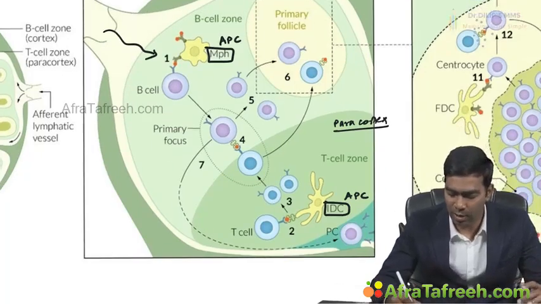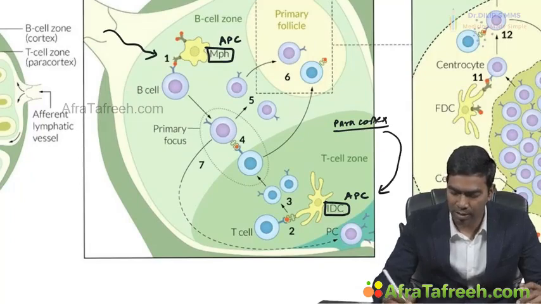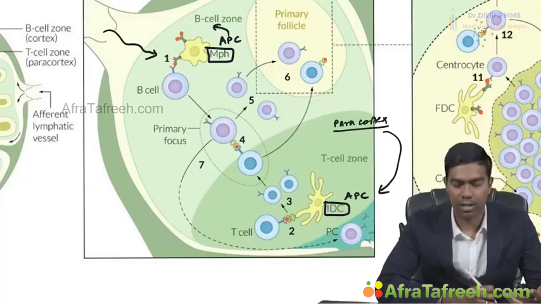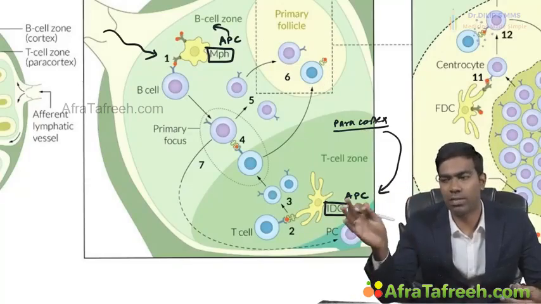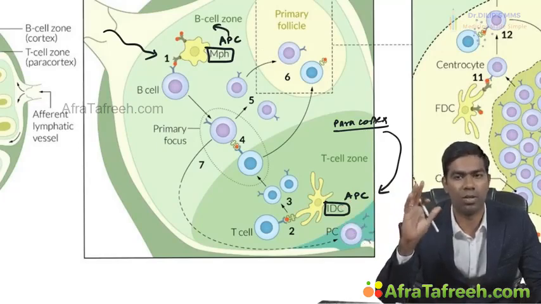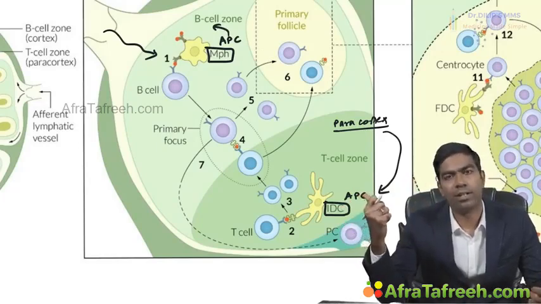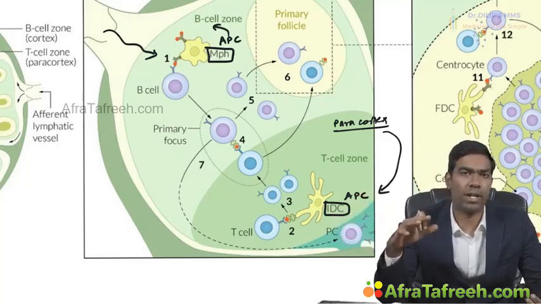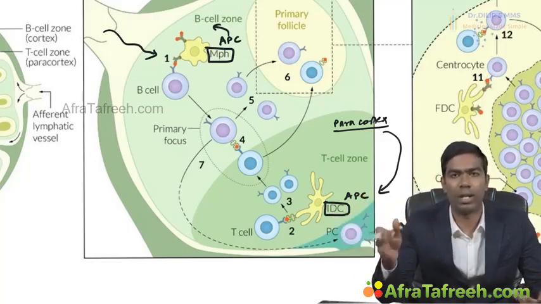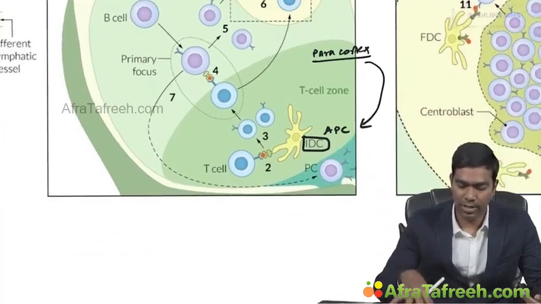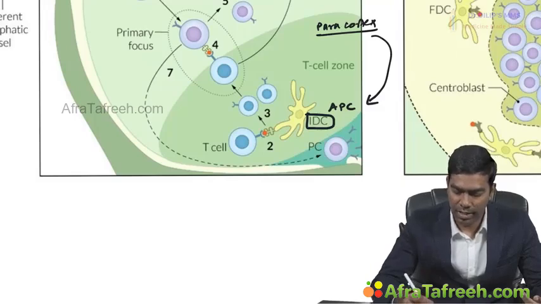Remember, the dendritic cells are located in the paracortex, whereas the macrophages will migrate to the B cell zone to help the B cells. Clear? Very important. The macrophages will migrate to the B cell zone to help the B cells, whereas the dendritic cells will migrate to the paracortex to help the T cells. So now you can see the T cells are getting activated by the dendritic cells.